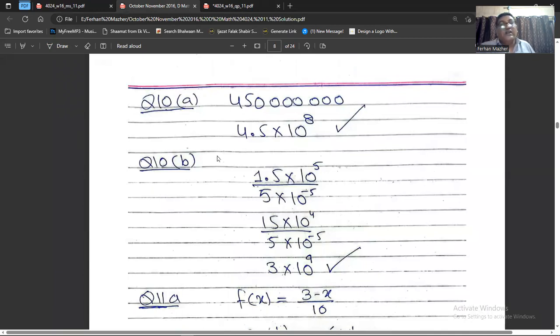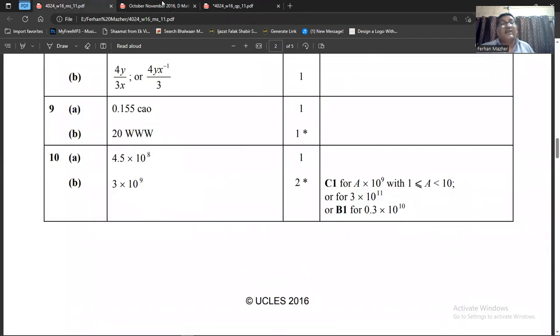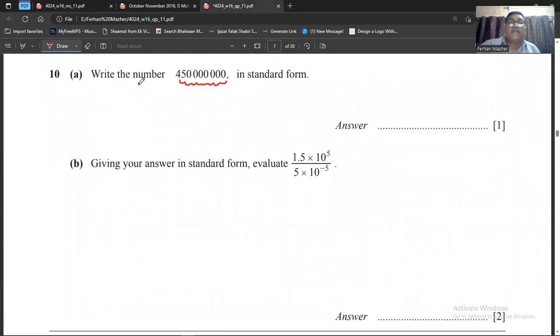4.5 × 10^8. You know, this number must be more than 1 and less than 10. So our answer is right. 4.5 × 10^8 is the right answer, sir, because I moved 8 steps.